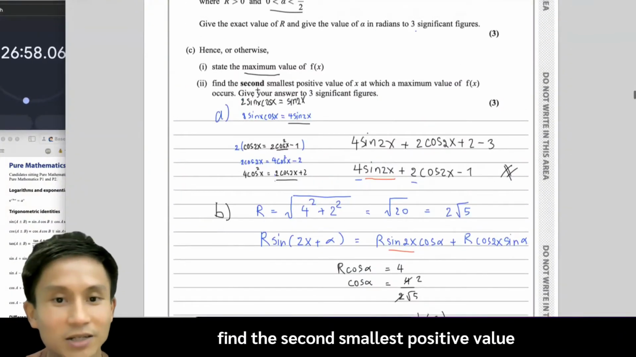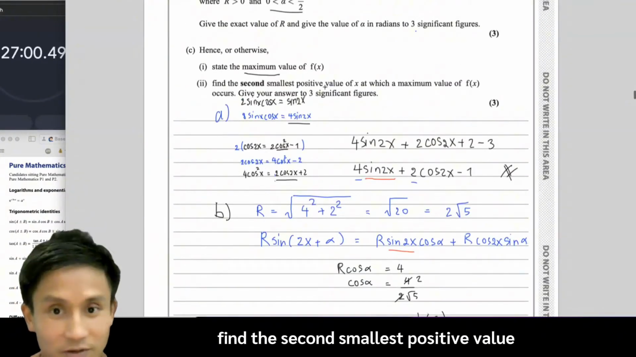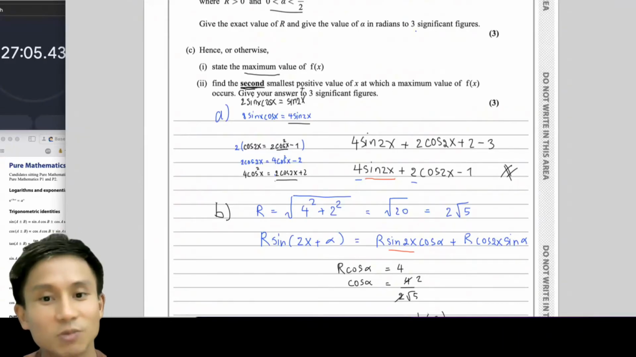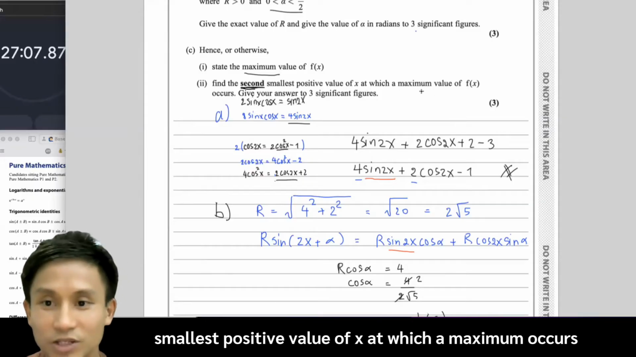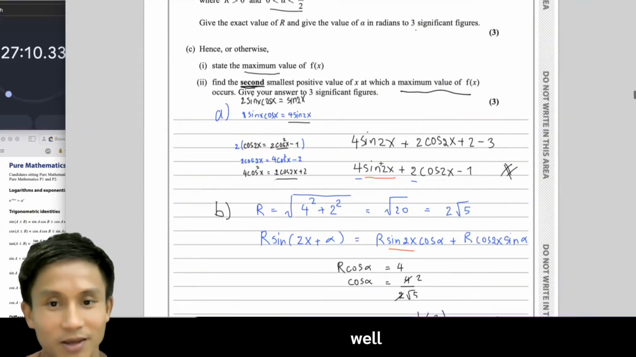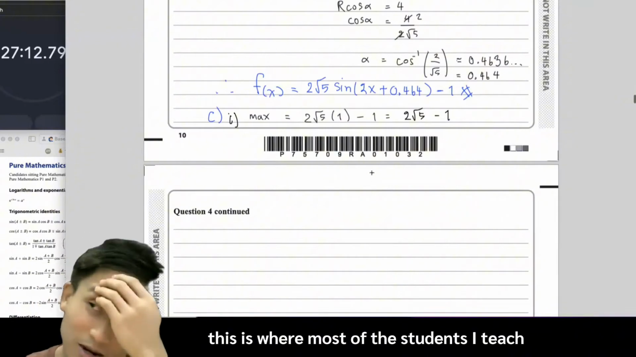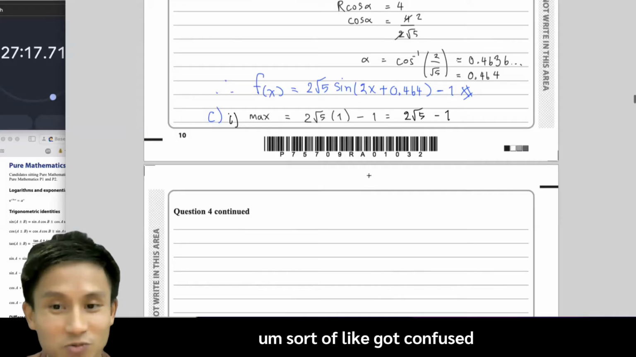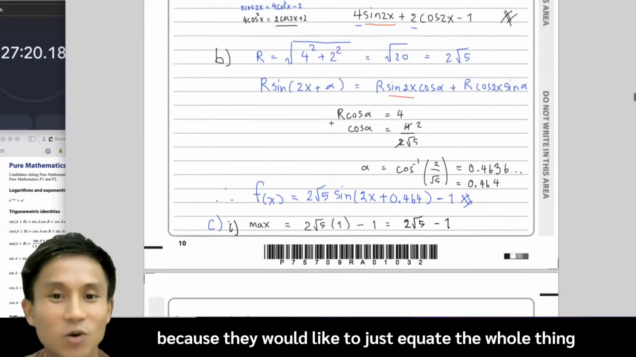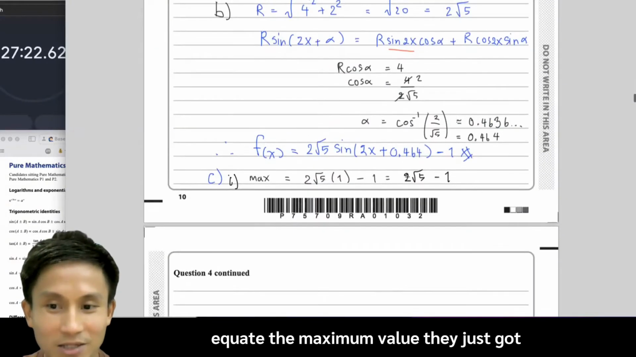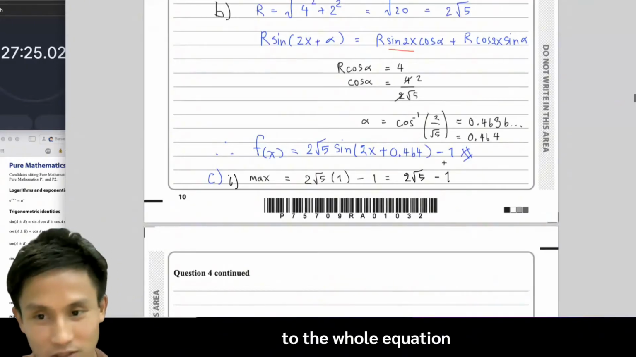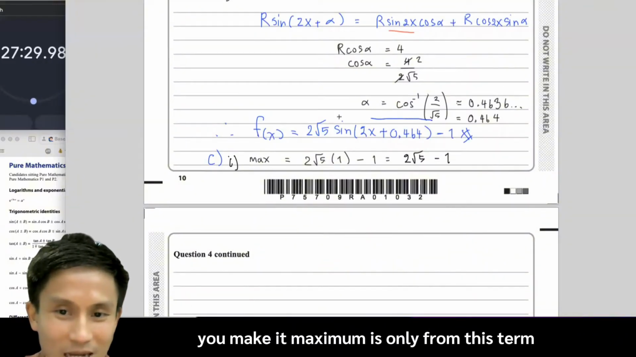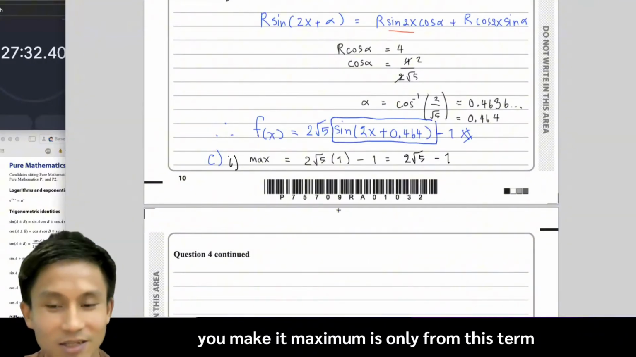And then the second part, find the second smallest positive value. Second smallest, that can be tricky, guys. Smallest positive value of x at which a maximum occurs. Well, this is where most of the students I teach got confused because they would like to just equate the whole thing, equate the maximum value they just got to the whole equation, which is a bit of a waste of time because the condition you make it maximum is only from this term.